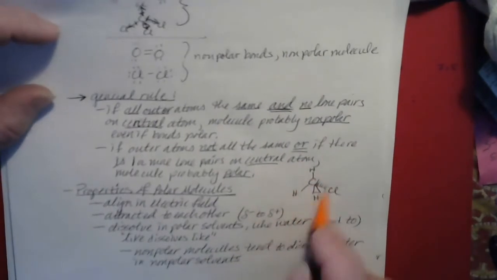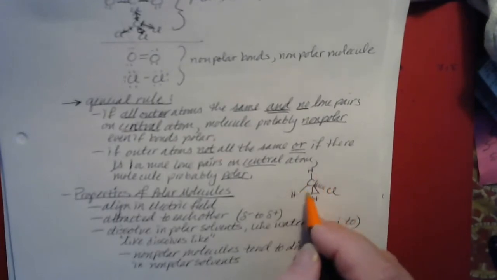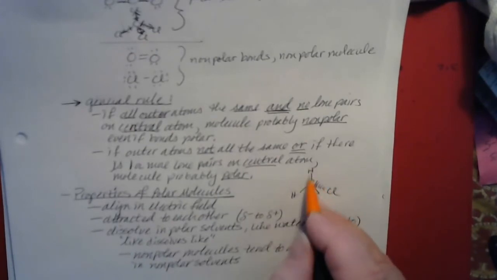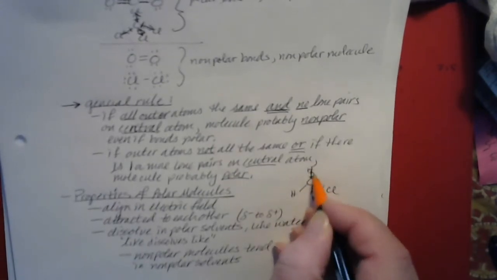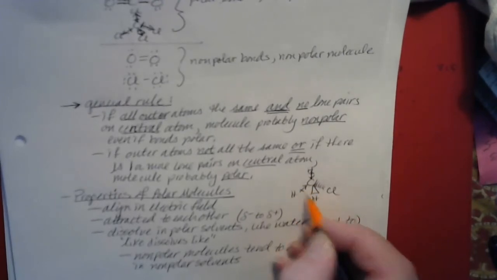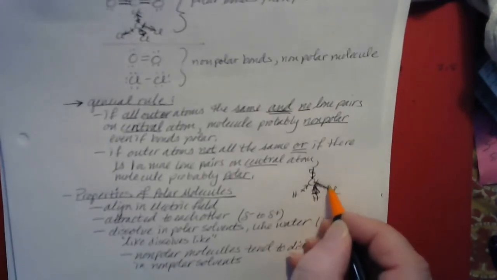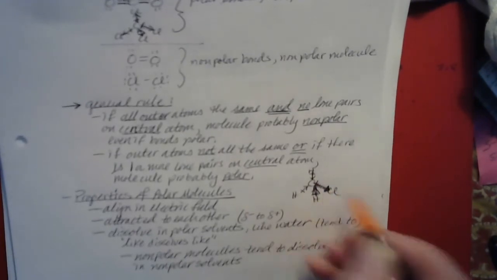It has a tetrahedral shape, and let's see, 3 of the 4 outer atoms are the same, but the 4th one is different. And so these bonds are all polar to some extent. The carbon-hydrogen bond is not very polar, but it's a little bit polar. The carbon-chlorine bond is pretty polar. And so the result is carbon will be pulling in electrons from the hydrogens, but not very strongly. But the chlorine will be pulling in electrons from the carbon very strongly.